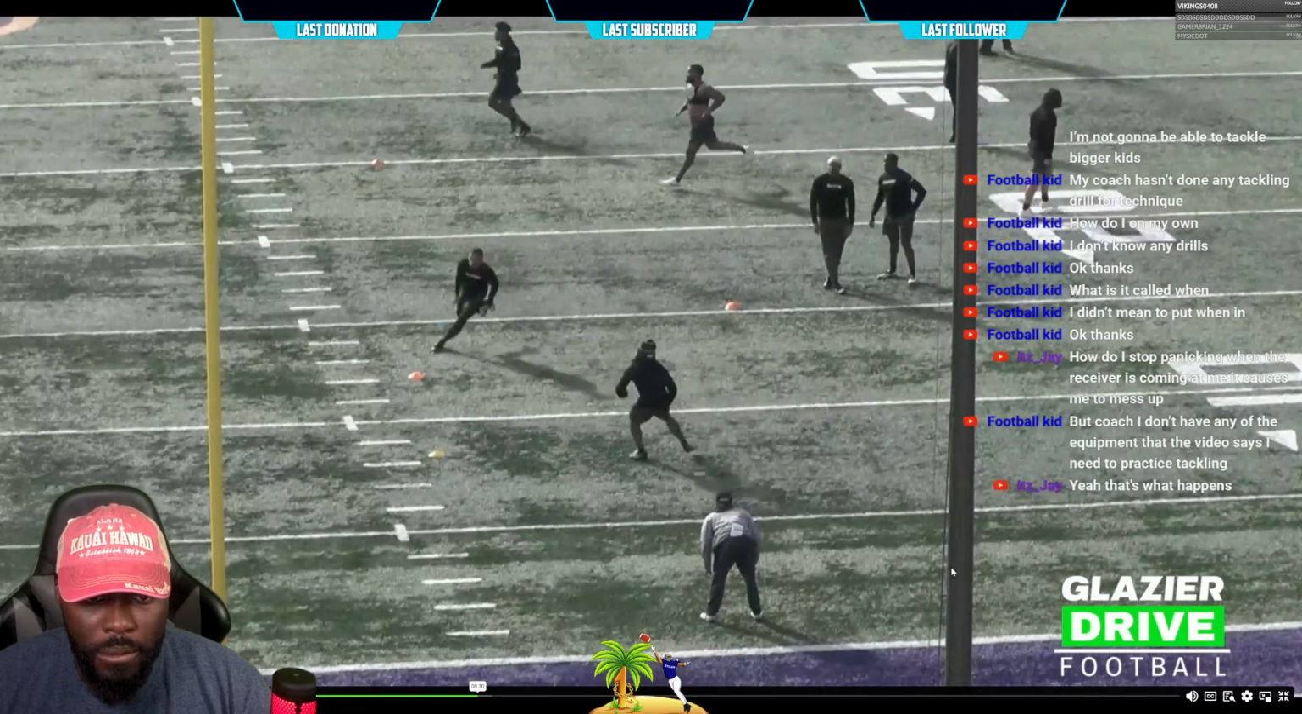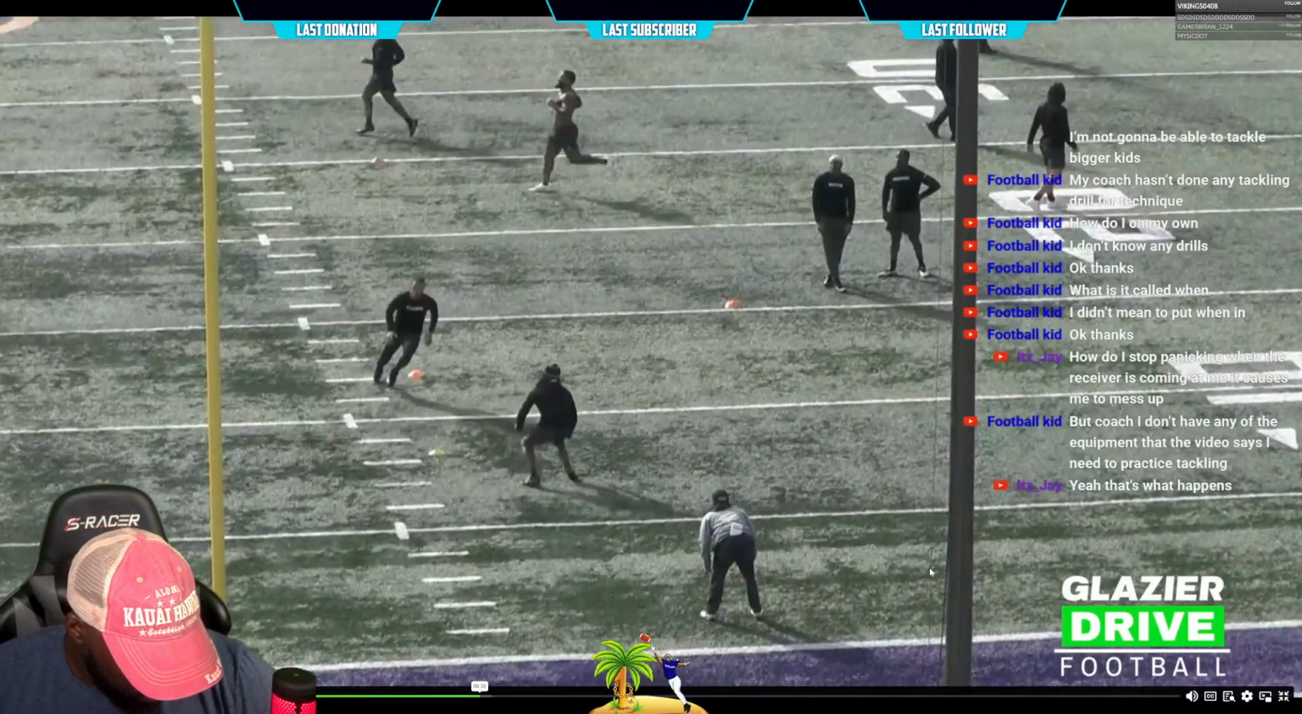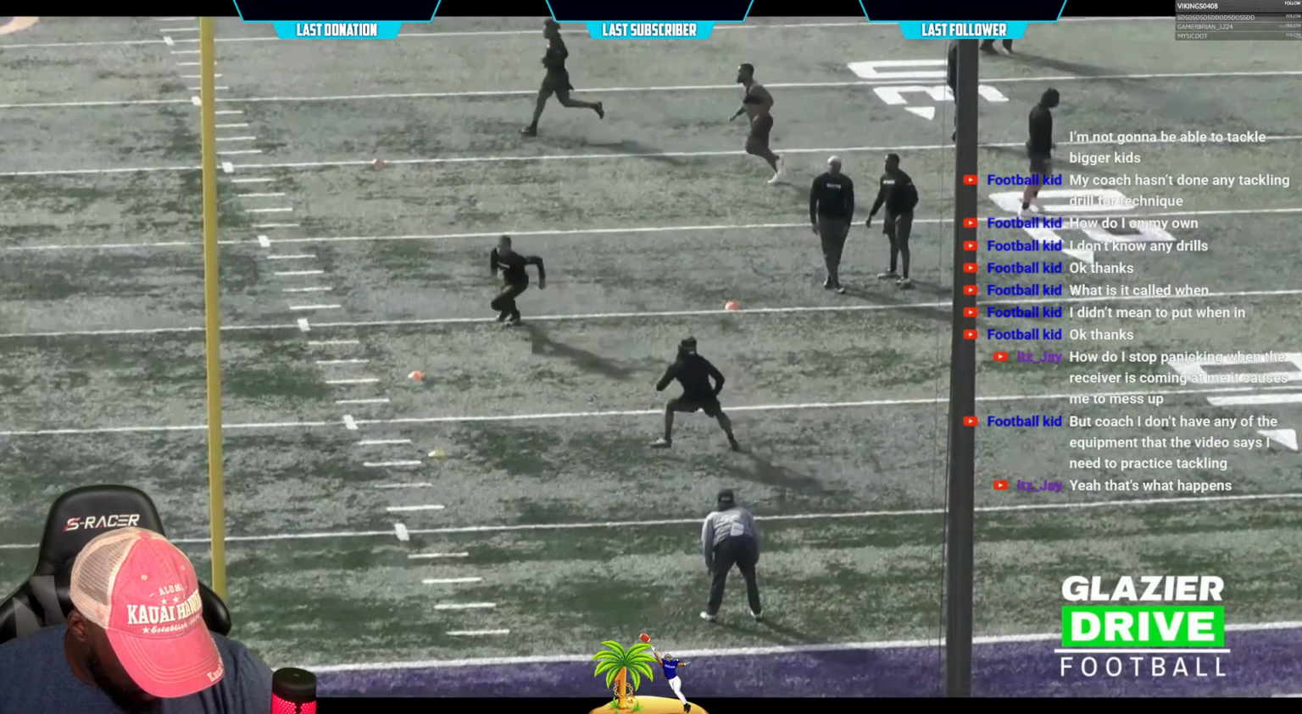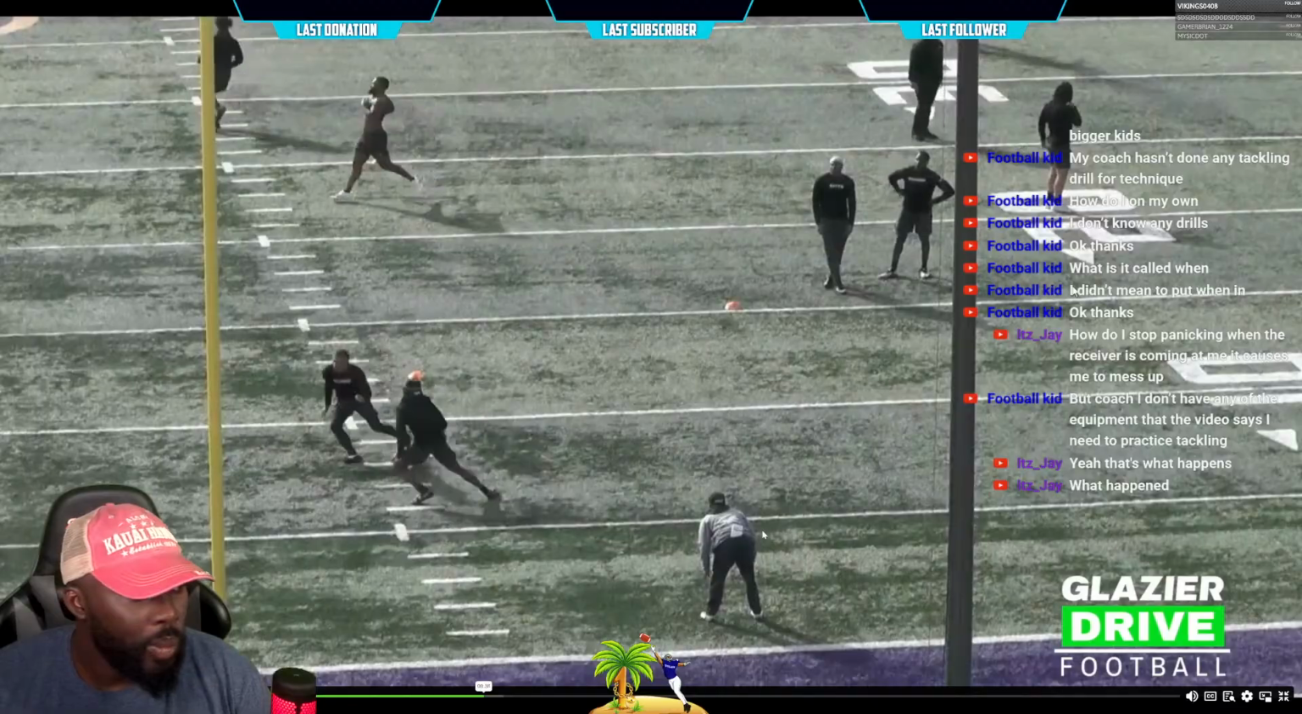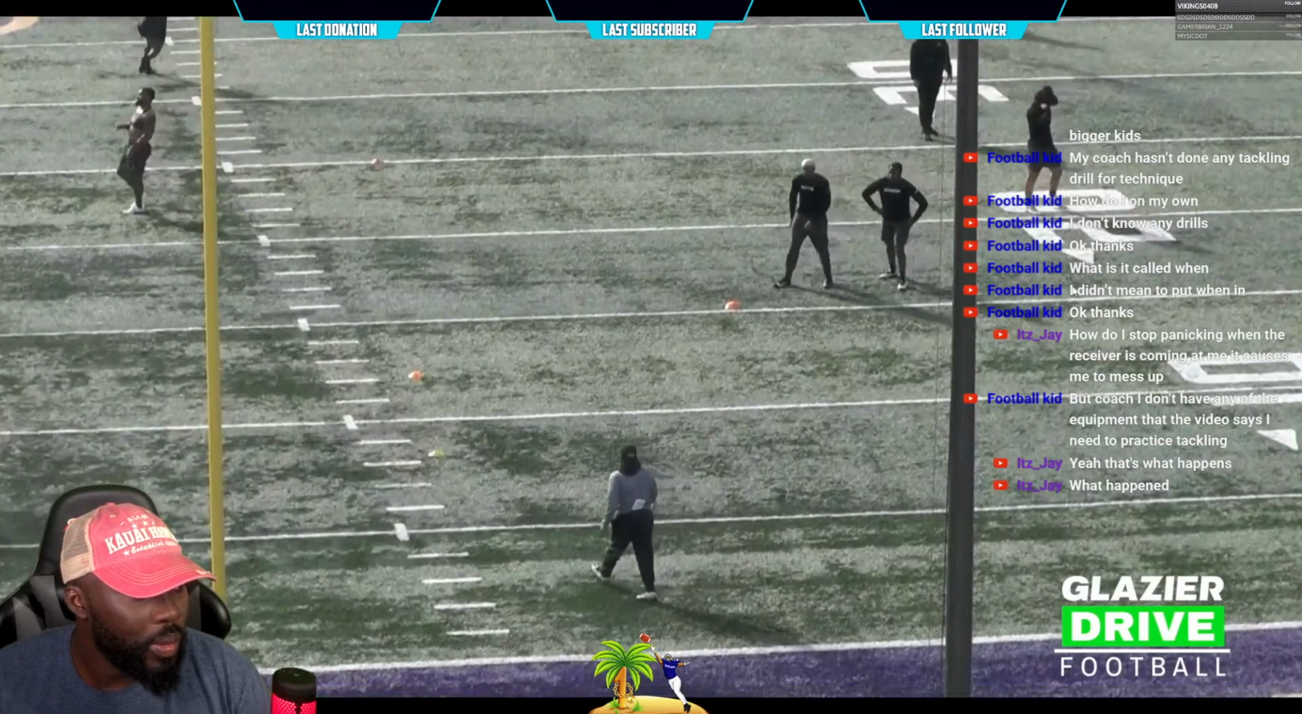So same idea, just adding a more specific route concept to this drill. But again, the idea is to stay the same, take a great cutoff angle, right? Don't cross over, and then compete.